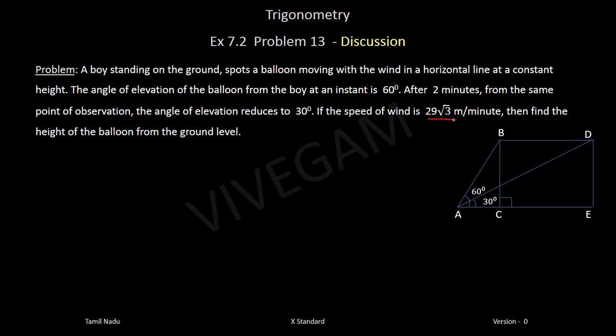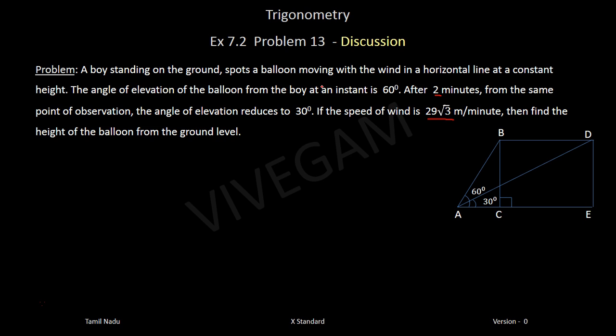Now the balloon was here at the first instant, and the wind was moving at the speed of 29√3 meters per minute, and the balloon goes with the wind, so the balloon moves with the wind speed. So the speed of the balloon is equal to the speed of the wind, that is 29√3 meters per minute, and it takes 2 minutes for it to reach D. Which means this distance BD equals speed into time. So speed into time will give you this distance. So we now know the distance moved by the balloon, and we are asked to calculate the height of the balloon from the ground level.